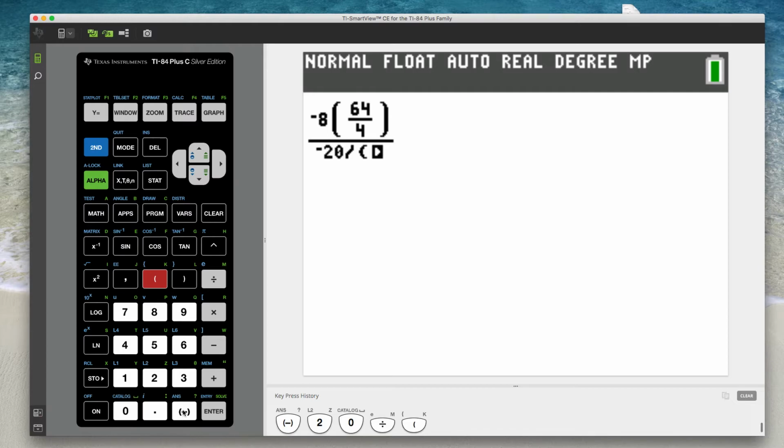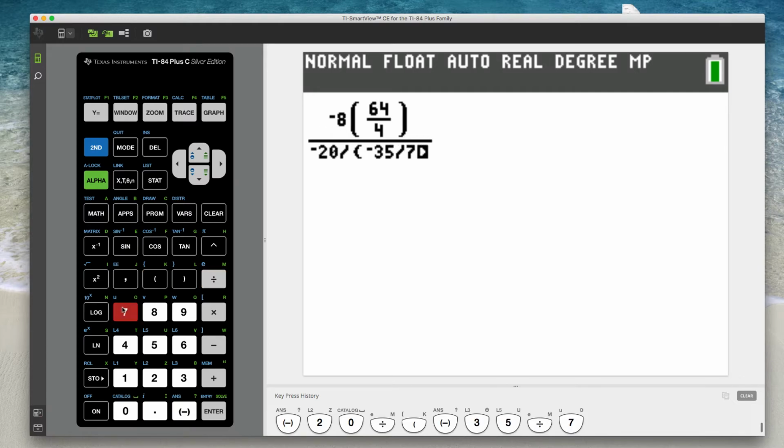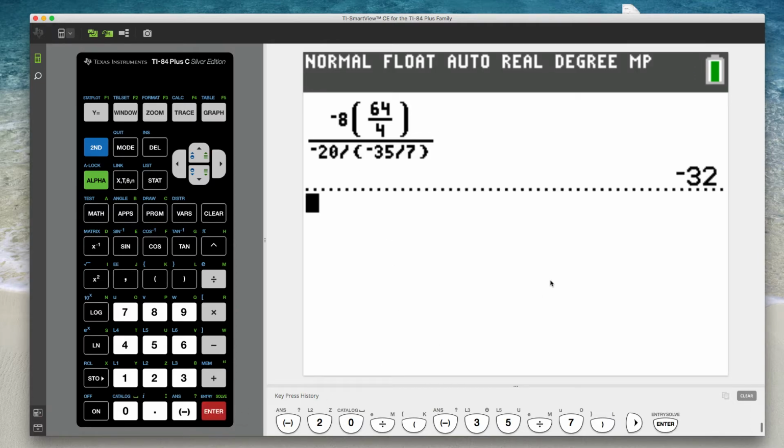Negative 35 divided by 7. Close parentheses. Move over, and you got a nice and neat fraction right there. So, we're going to hit the enter button. What do you know?